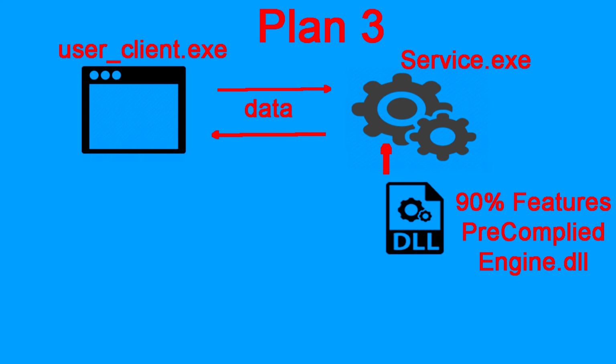The last one is that they're both named 2. Anyway, this is supposed to be plan 3. It actually says plan 2. We would write the client again, and we'd write the service again, but only 90% of the features would be stored in the pre-compiled engine. Some of the more rudimentary functions would be stored in the service. But that wraps up pretty much the planning stage.